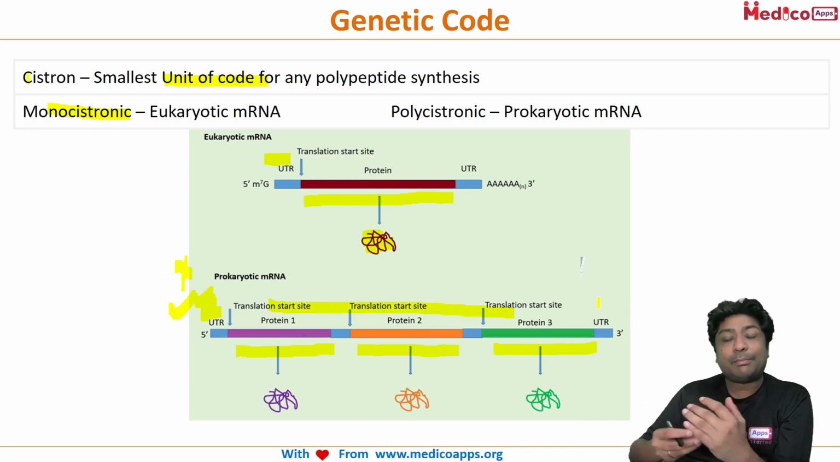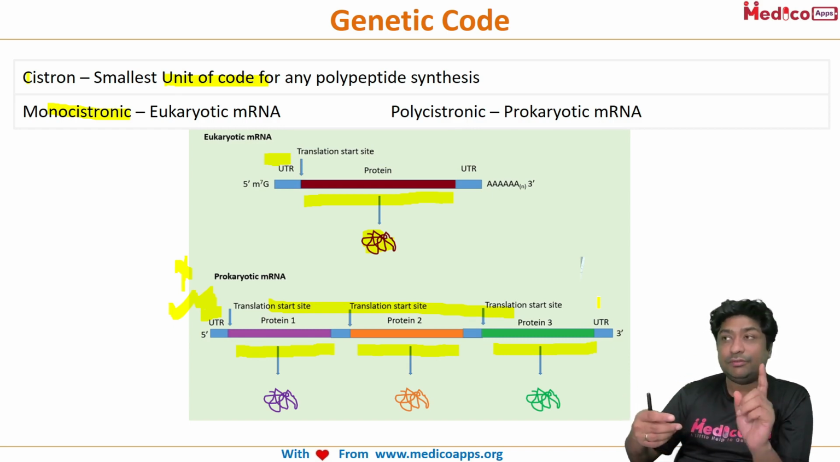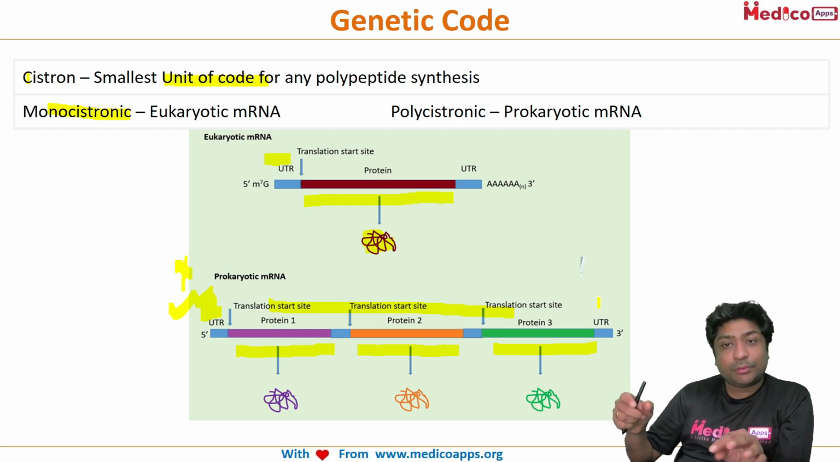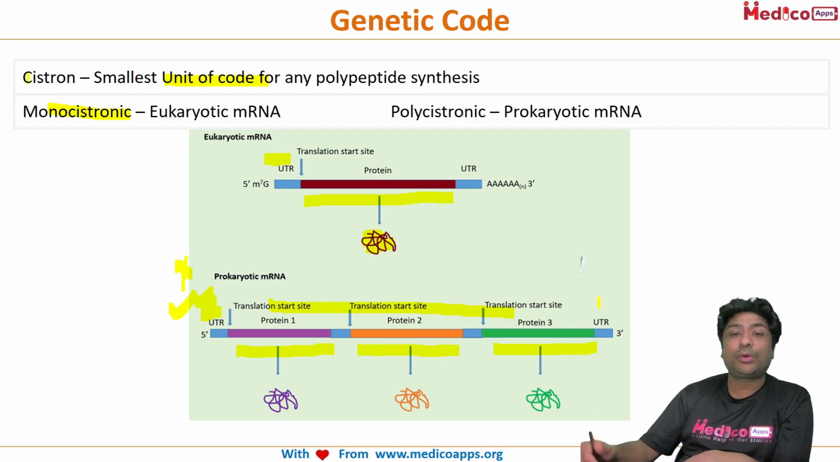So let me give an example analogy so that you will understand. Let's say in your house, you have one switch, and the moment you turn on that switch, your light, your fan, and your TV, all three start turning on. So that is the example of a polycistronic gene, which means the moment you turn on the promoter, all the three will be on. If you turn off the promoter, all the three will be off. So that is prokaryotic mRNA.